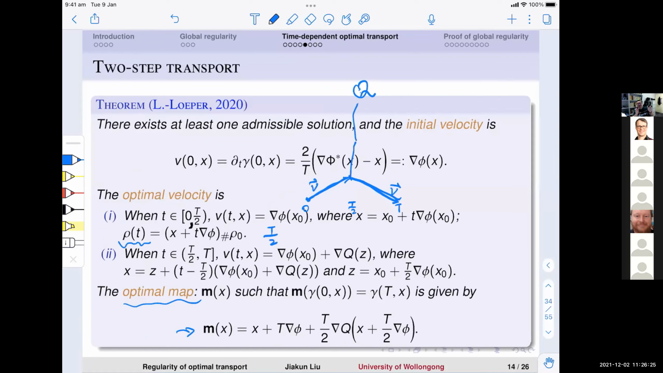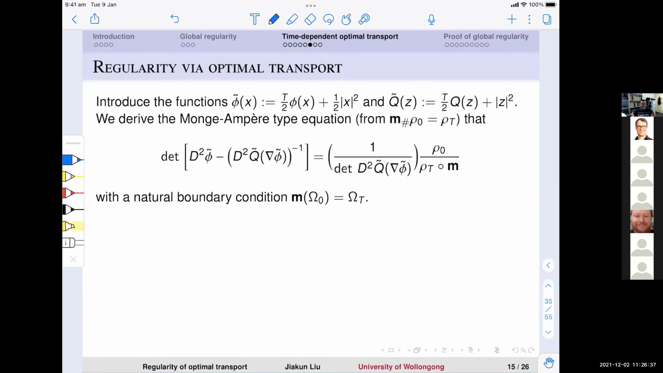Okay. Yeah. Sorry. Currently we haven't used optimal transport. In this part, we haven't formulated it into optimal transport. But in the next slide, we come to Daniel's question.